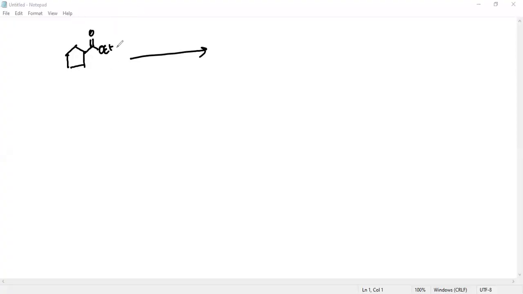So this is part 2 of nucleophilic addition reaction. So let's go ahead and try this problem over here. Let's say we have this ester over here, and this is Et, which stands for ethyl group. You can try any group over here.